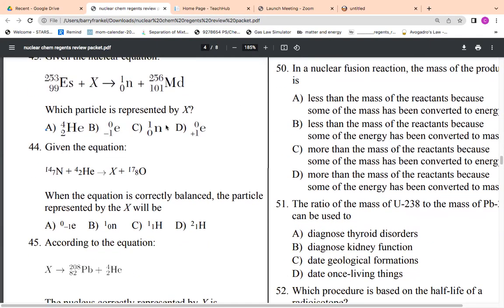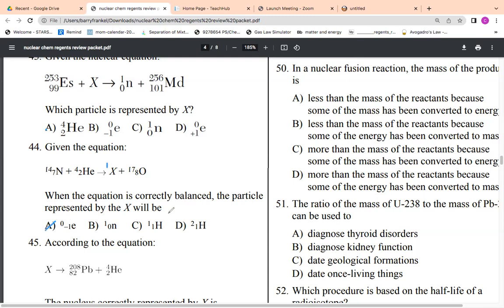All right, 44. Given the equation, another one just like the last question, we have nitrogen 14 going through alpha bombardment. We end up with oxygen 17 and some other particle. So we need to figure out what the other particle is. Again, I can see here my mass numbers on the reactant side is 18. Over here it's 17, so this needs to be 1.